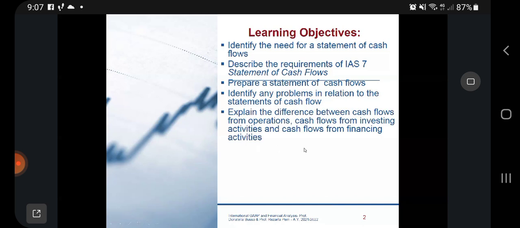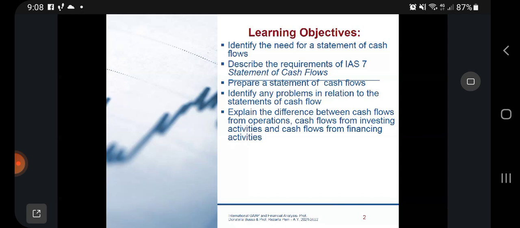Then we will explain the difference between cash flows from 3 different categories: cash flows from operations, from investing activities, and from financing activities. Now, as you know, every company, whatever it does, whether it is a merchandise company, a manufacturing company, an insurance company, or a bank, mainly involves itself in 3 different activities: the operating activity, financing activity, and investing activity. Maybe you have already mentioned this.